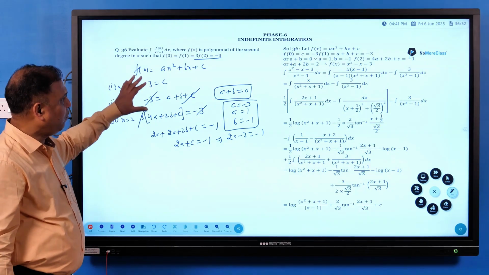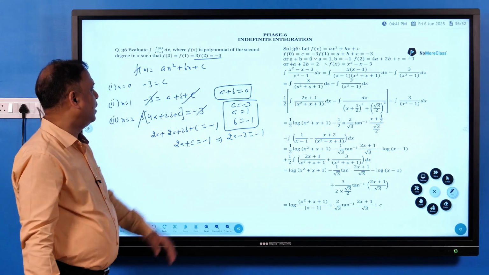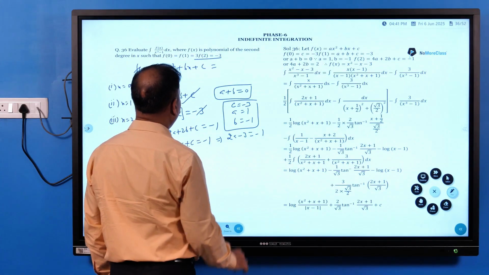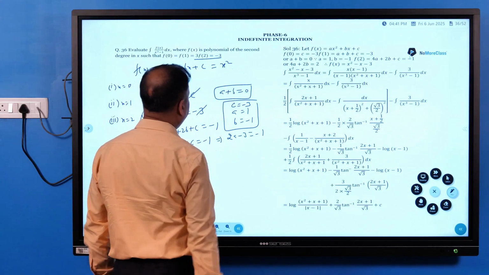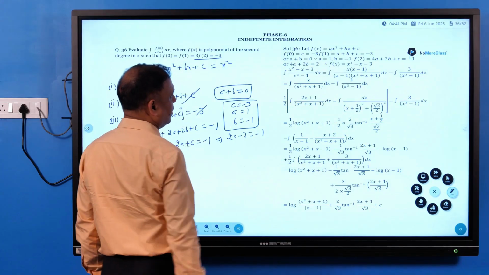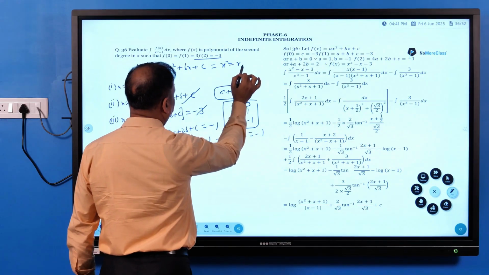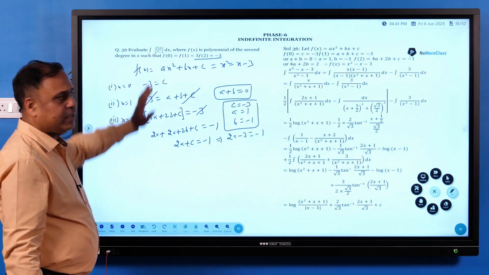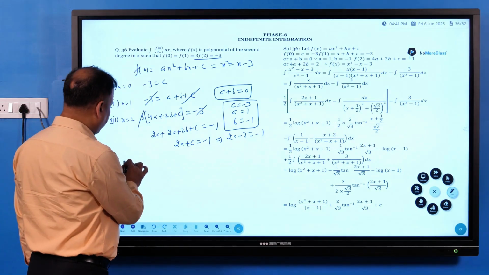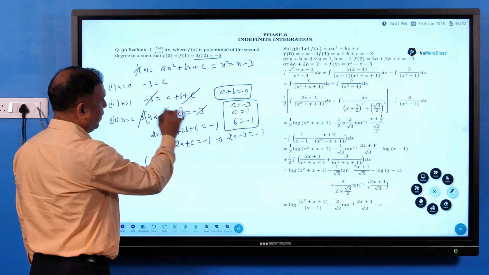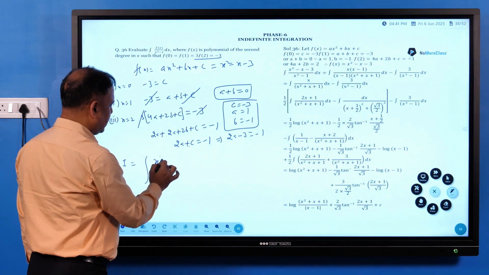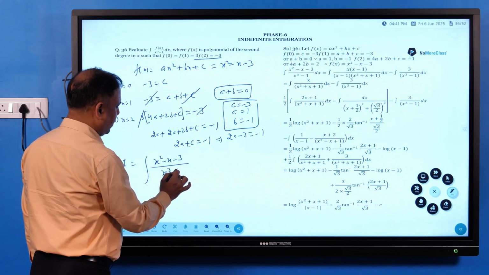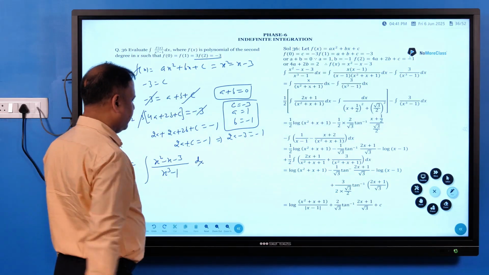From here, this information is given just to calculate the polynomial. So what will be my polynomial? ax² where a is 1, so x², b is -1, so minus x, minus 3. This is the polynomial. Now evaluate this. I have to calculate the integration of f(x), which is (x² - x - 3)/(x³ - 1) dx.